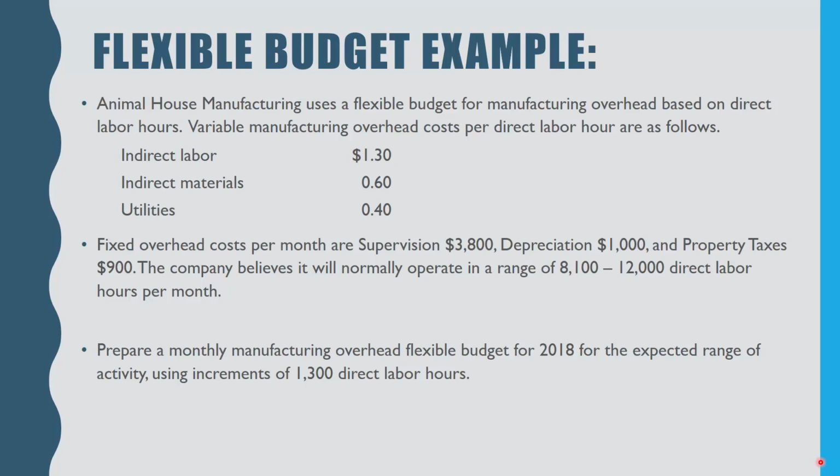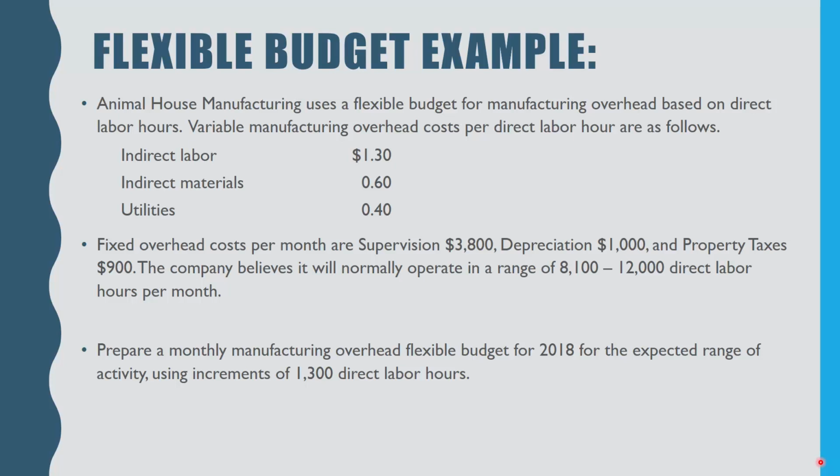So let's look at an example. Here we have Animal House Manufacturing. They use a flexible budget for their manufacturing overhead department. The budget is based on direct labor hours. And then we are given the variable cost per unit, the fixed cost per month. Lastly, it says prepare a monthly manufacturing overhead flexible budget for 2018 for the expected range of activity using increments of 1,300 direct labor hours.